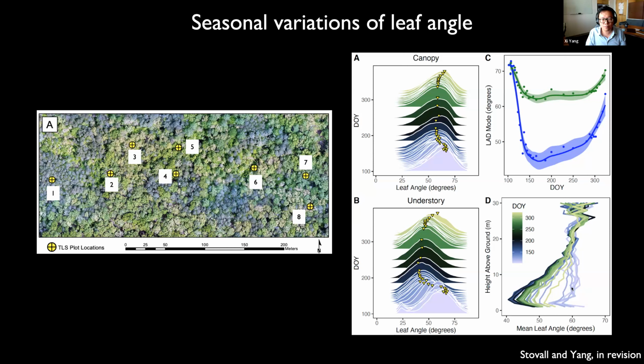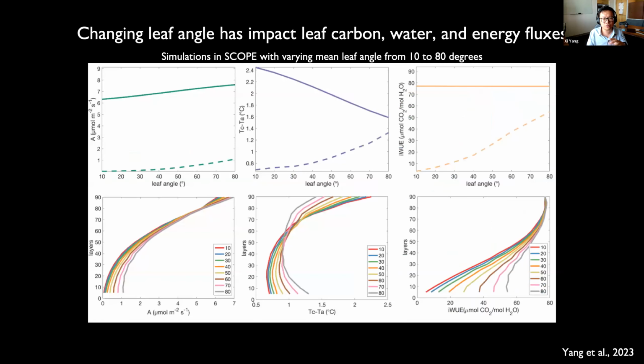So, well, why is that important? There is some earlier work that shows leaf angle's impact on fluxes, like Dennis actually had a paper in, I believe, 2002 that shows how it impacted latent and sensible heat flux, etc. And we did something similar, but also looked at the changes over the vertical gradients, right? So if you change leaf angle from 10 degrees here to 80 degrees, the vertical profile of photosynthesis, the difference between temperature of canopy and air temperature, and also the intrinsic water use efficiency all change.